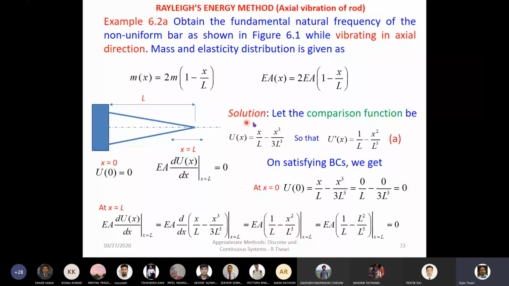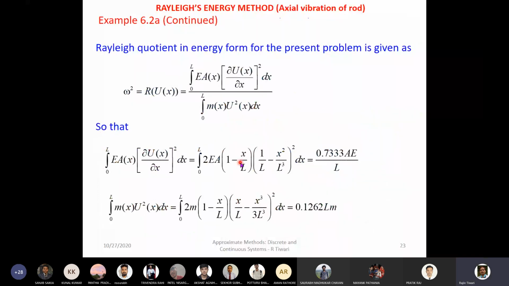So now this comparison function is suitable for us, and we can use the Rayleigh energy form directly. Rayleigh's energy form for the axial rod case, which we derived like this, has the single derivative of u of x. Now we'll calculate this and this separately.